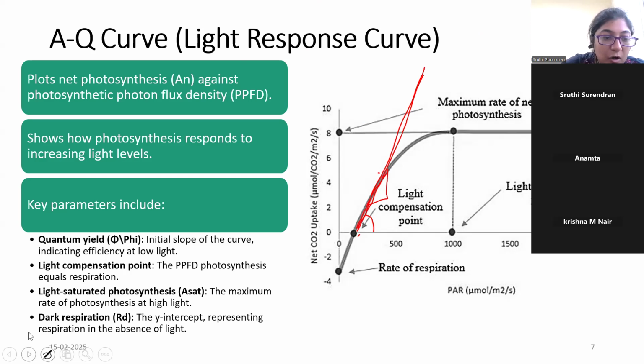Then we have the light compensation point, which is the point at which the net carbon dioxide uptake is zero, because respiration and the photosynthetic rate are balanced. Then there is the intensity of light above which the photosynthetic rate is not going to increase, and we have the dark respiration rate obtained from this AQ curve.